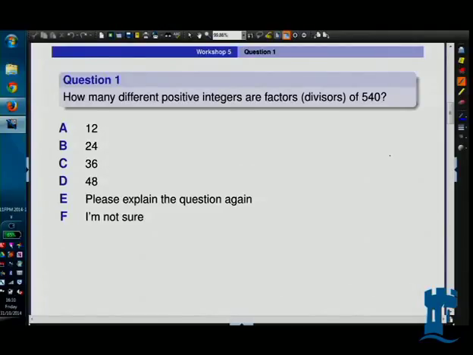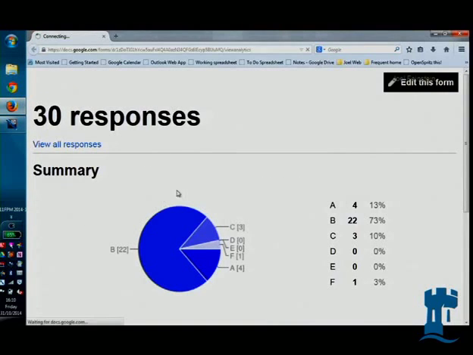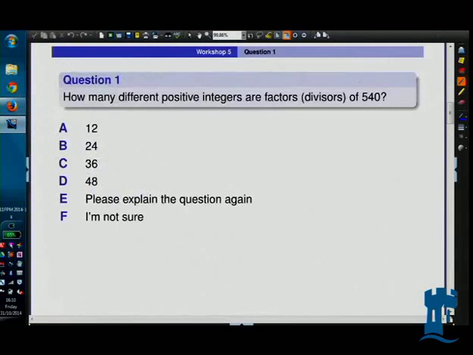29 votes so far. Okay, let's see what people have gone for. 30 votes with a majority for B. Which is correct.